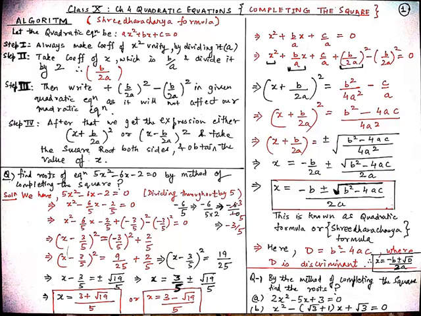Here let d be equal to b square minus 4ac, where, students, d is known as the discriminant. So our quadratic formula will become x is equal to minus b plus minus root d upon 2a.